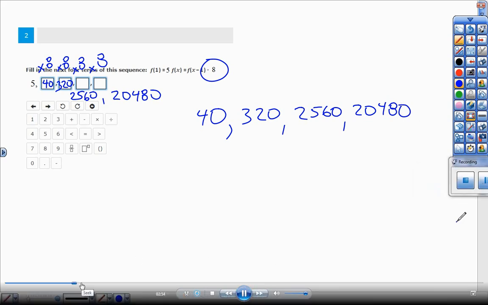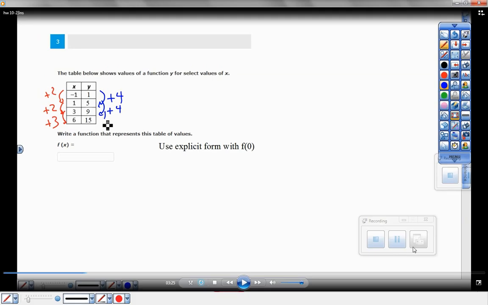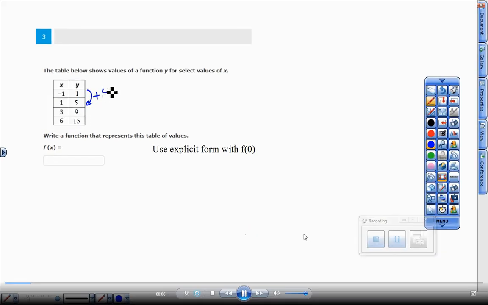Alright, number 3. This one, again, take the time to write these numbers in there. Give it a try and then start the video. But this one, going up by 4 on y, going up by 2 on x. Again, back to this problem, going up by 4 on the y-axis, going up by 6 on this last term, going up by 2 on the x-axis, going up by 2, going up by 2. This last term is going up by 3.